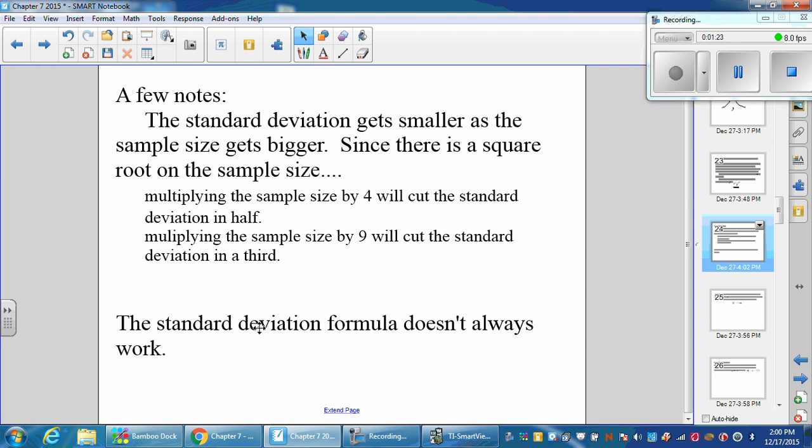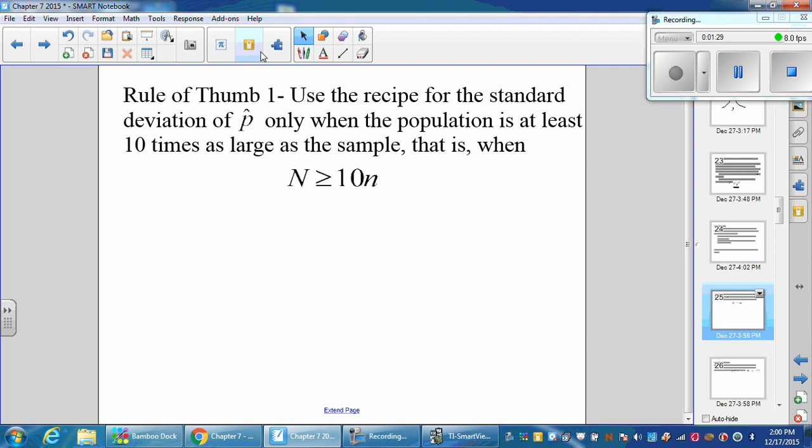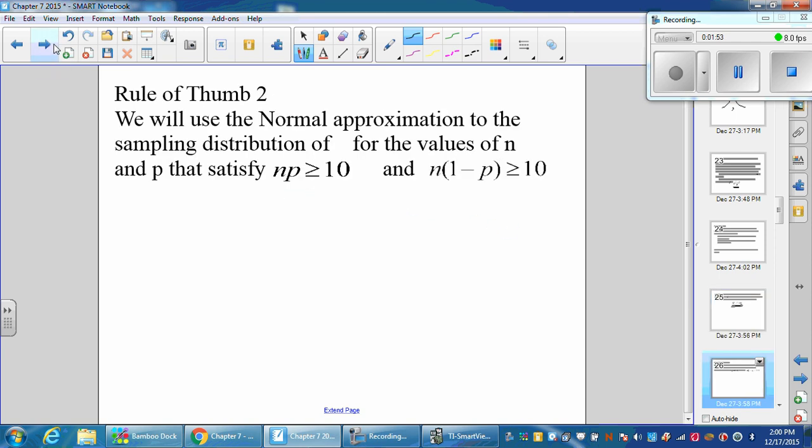But we have to know that the standard deviation formula doesn't always work. There's a couple things we need to keep in mind. First thing, the population has to be at least 10 times bigger than the sample. There's a reason for this, and it has to do with independence. We need each value to be independent, and if this is from a small population, each thing we take out changes the probability. I'll explain this better in class, I think, but keep in mind this is something that we have to show each time.